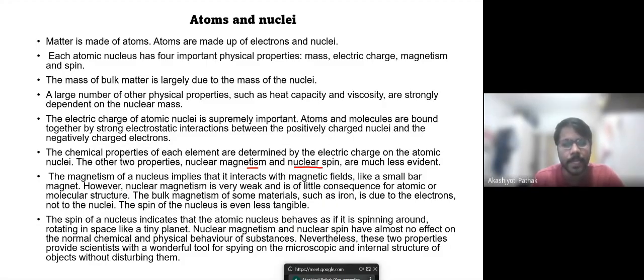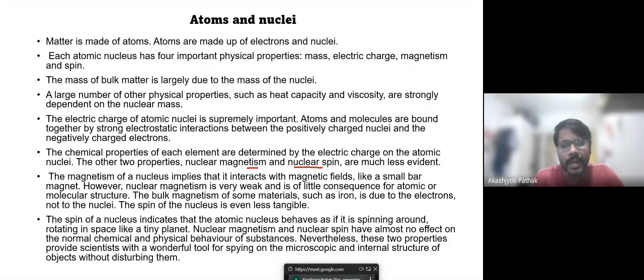And the spin of the nucleus is similar. These two properties, the nuclear magnetism and the nuclear spin, are less evident, and they are not taken into consideration in most cases. But when we talk about the concept of NMR, these two properties play a very important role. The spin of a nucleus indicates that the atomic nucleus has a spin. One of the most important concepts of NMR is that the atomic nucleus has a spin, and it is considered that this nucleus is spinning around, like it is rotating in space like a tiny planet.